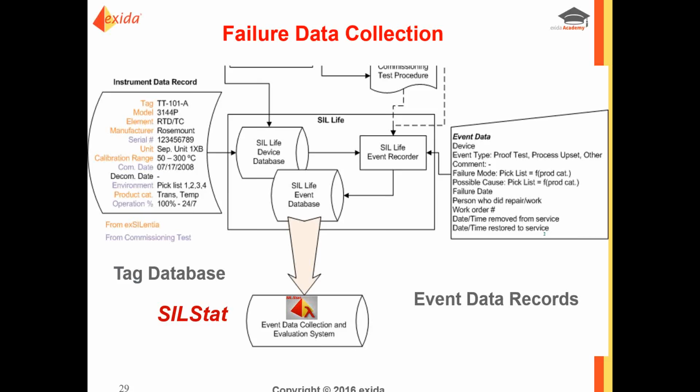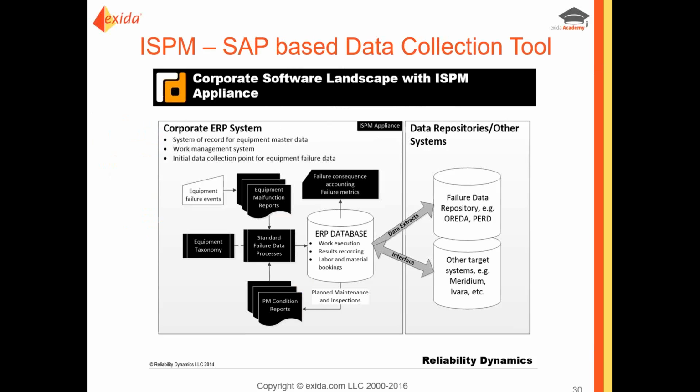That's typically done by getting a set of event data, which is typically manually entered, and we're combining it with an instrument data record to create a complete event failure data record, which is a combination of both information. This is a diagram of how it's done in the SILstat software from Exida. Many other programs follow a similar technique.